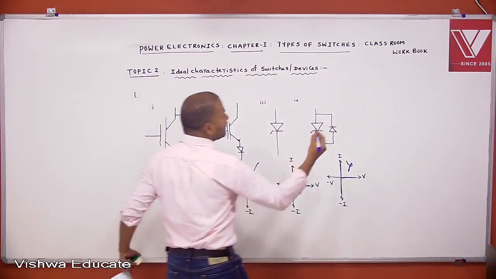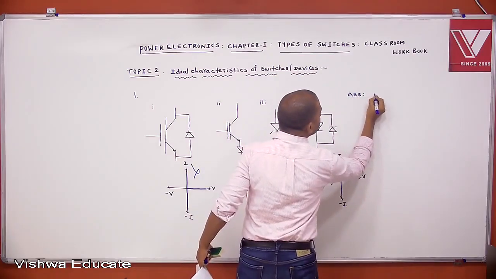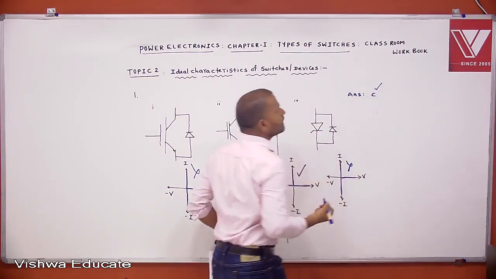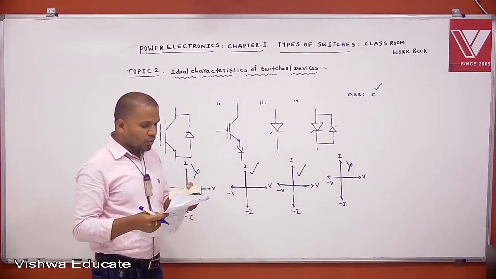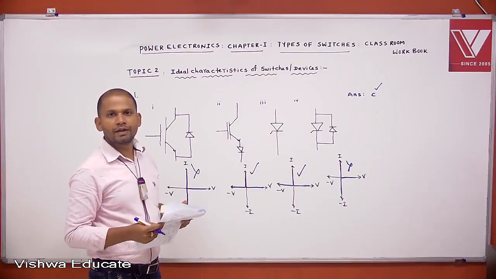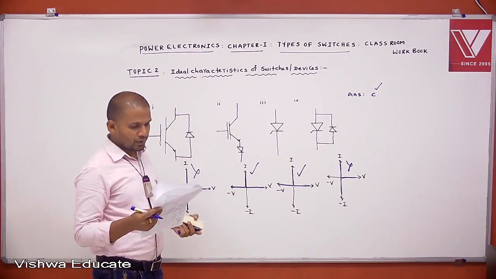Then what is the answer for this problem? The answer is option C. That is, 2 and 3 block both the polarity of supply. Understood? Okay, this is one question based on this concept.